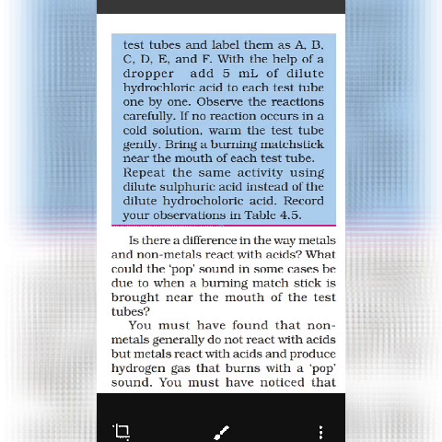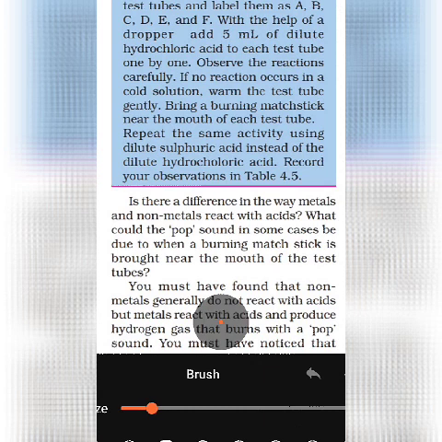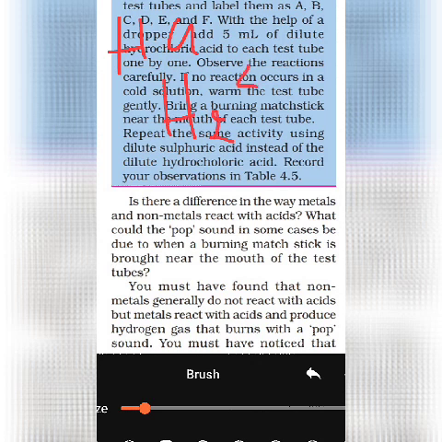First we have added hydrochloric acid, then we will add sulfuric acid. So all of you know hydrochloric acid, HCl, and sulfuric acid, H2SO4. Both are mineral acids and both the acids will react in a different way. Is there a difference in the way metals and non-metals react with acids? We will see that metals and non-metals behave in a different way.